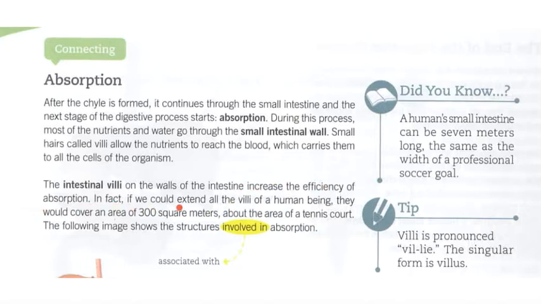In fact, if we could extend all the villi of a human being, they would cover an area of 300 square meters, about the area of a tennis court. The following image shows the structures involved or associated with absorption. Let's read this. A human's small intestine can be 7 meters long, the same as the width of a professional soccer field. Oh, wow.